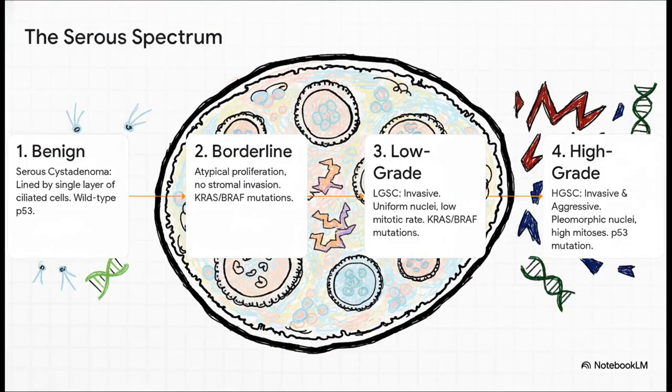Now, this is a really critical concept. Serous tumors, the most common epithelial type, exist on a spectrum. You can start with the totally benign cystadenoma. That can then become a borderline tumor. It looks a little weird, but it's not invading yet. This is where you see mutations like KRAS or BRAF pop up. From there, it can become a low-grade cancer. But, and this is key, the most common and deadliest one, high-grade serous carcinoma, is really its own thing. It's aggressive from the get-go, and its signature is a p53 mutation.